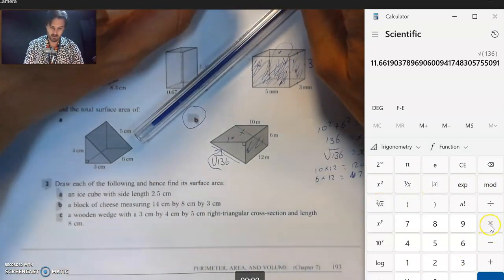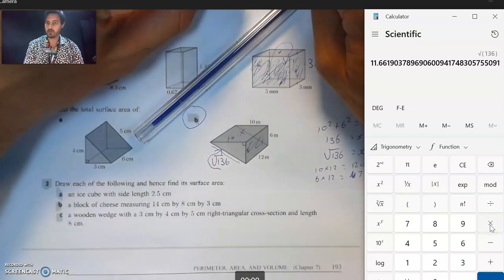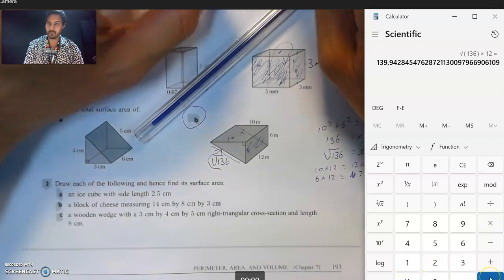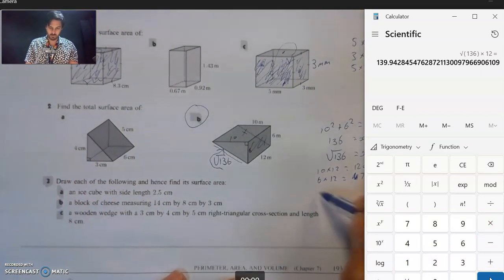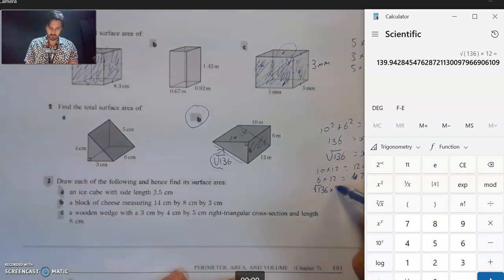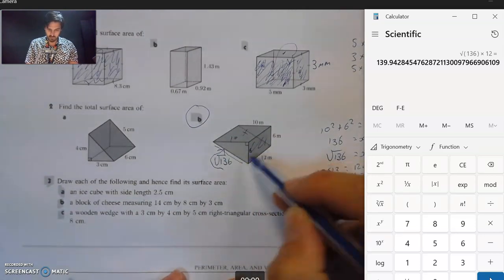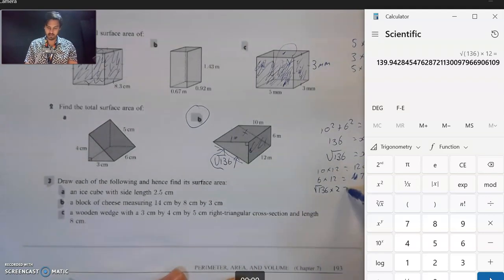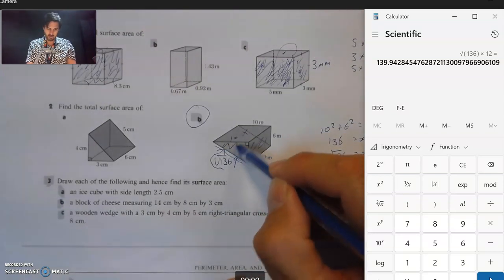There we go. Times by 12. Okay, so square root 136 times by 12. So we're doing this side by this side, and that'll give us the area of that underneath, kind of rectangular face. It is going to equal 139.94. Okay. And now we have this triangle here.